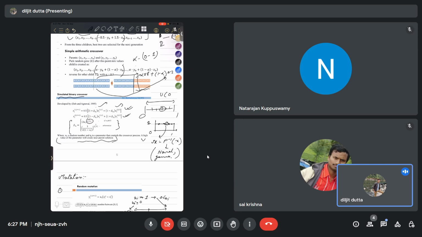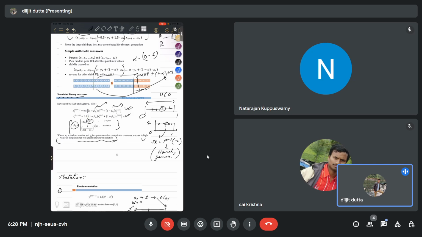So 2 ui to the power 1 by eta c will be low. So beta value will be small. If beta is small, then this 1 plus beta and 1 minus beta will be close to 1, and so the solution will be nearby xi and xi2. So we will not be having too much variation in the solution. We will be searching locally. It is near the initial solution only.